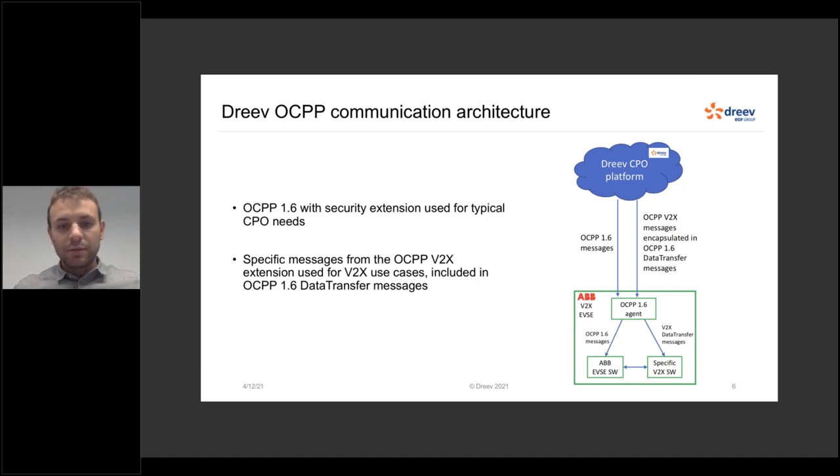So how did we do that? Basically, we rely on OCPP 1.6 for all the legacy and typical operational messages for the operation of the charging station. And then we encapsulated the messages from the OCPP V2X extension into the data transfer messages of the OCPP 1.6 protocol, so that the OCPP stack did not have to be changed on the charging station side, and we were able already to send to the charging station and receive from the charging station specific V2X messages, and ultimately be able to provide V2X services on the field.